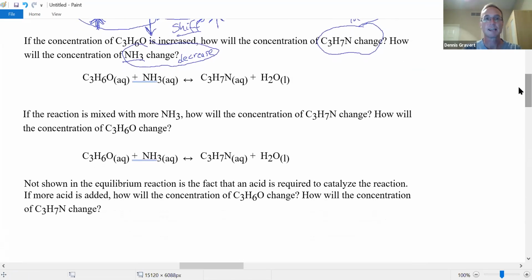Okay, what's next? Start all over, same equilibrium, but we're going to add in more NH3. How does the concentration of this molecule change? Well, actually, same phenomenon. We're adding more reactants. Mother Nature says, whoa, get rid of the extras by reacting them, changing them into products. And as you shift to the right, we're going to make more of this, make more products.